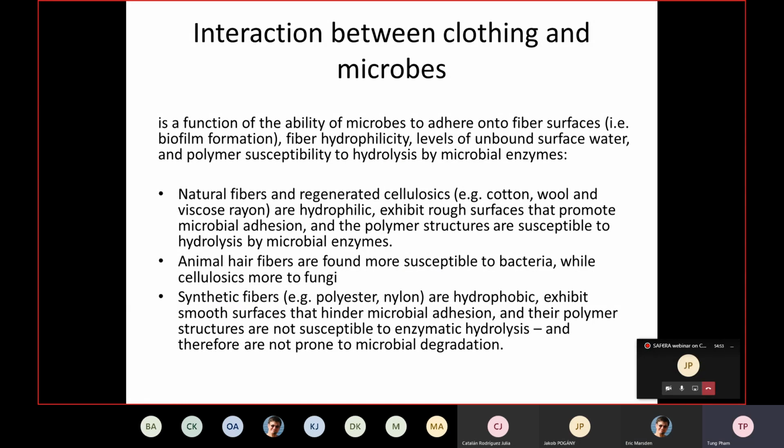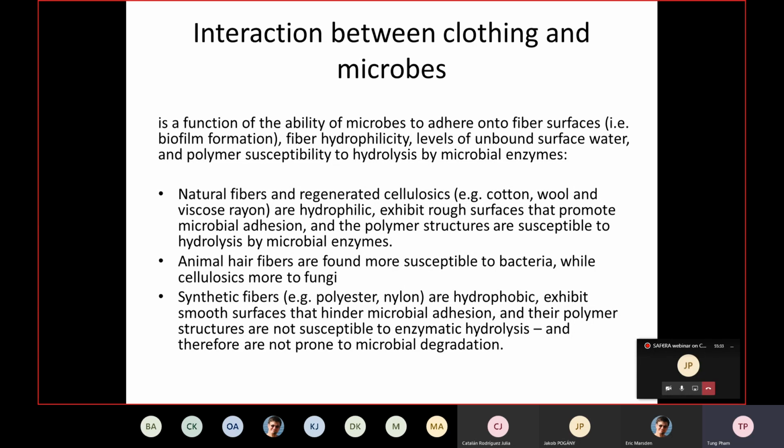As I mentioned before, the interaction between clothes and microbes is more or less a function of the microbes' ability to adhere to the fiber surface. Normally they form a kind of biofilm, and this depends on the fiber hydrophilicity, the level of unbound water and surface water in the fibers, and very importantly the susceptibility of the polymer to degrade, that means to hydrolysis by enzymes.